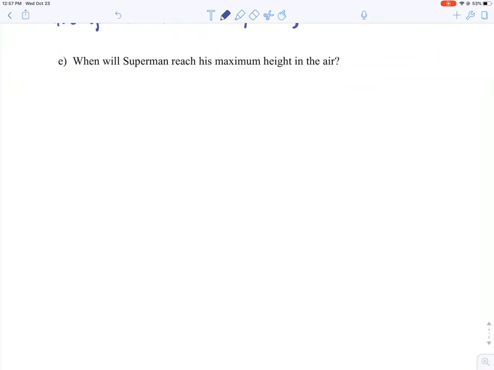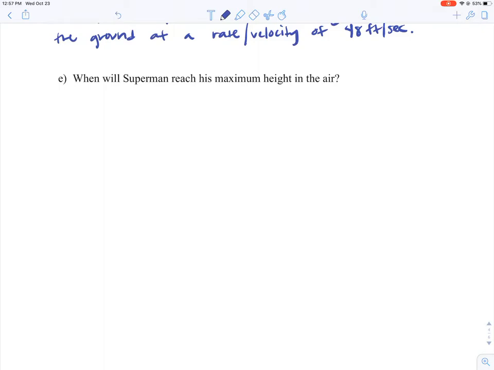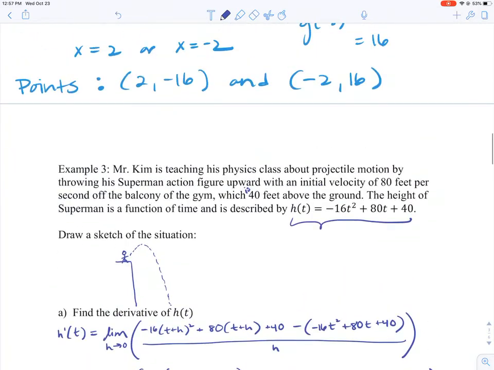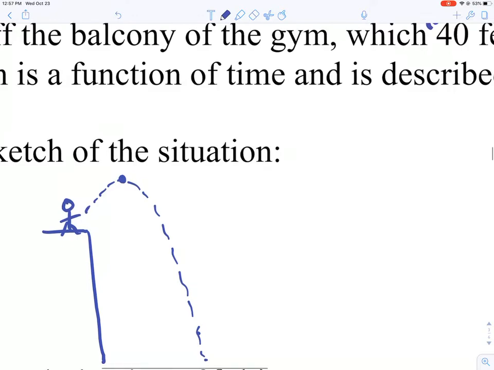When will Superman reach his maximum height in the air? Let's think about this from our picture. Superman goes up, up, up, and then goes down, down, down. Before he starts traveling down, he's going to hang in the air for a second, meaning his velocity would be 0 feet per second at his maximum height.